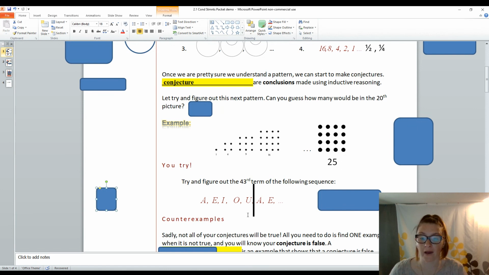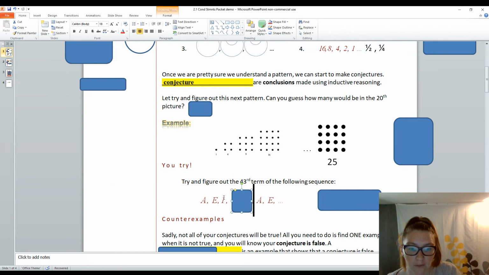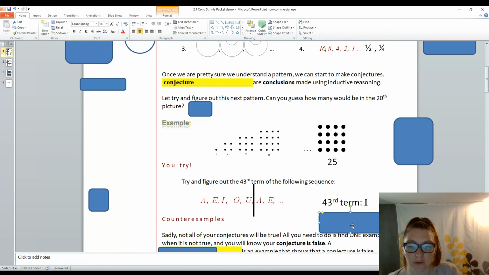Okay, well, 5 times 8 is 40. So that means 41, 42, 43. I'm going to block this out right here. That means I should be at my 43rd term. Okay. So again, we're trying to figure out how to get to that pattern.